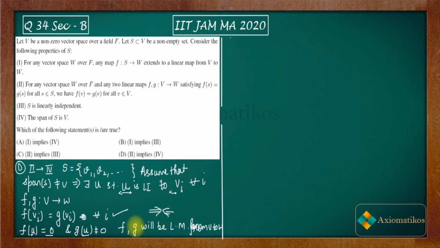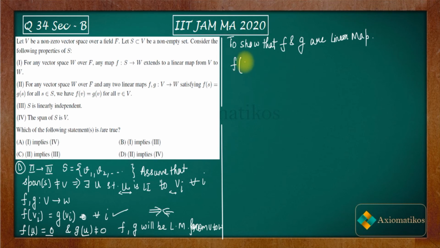Are you getting my point? So the whole job now is to show that F and G are linear maps. It is very easy to show they are linear, because what we know is that if F is a linear map, then you can assign every basis element to some element of W.